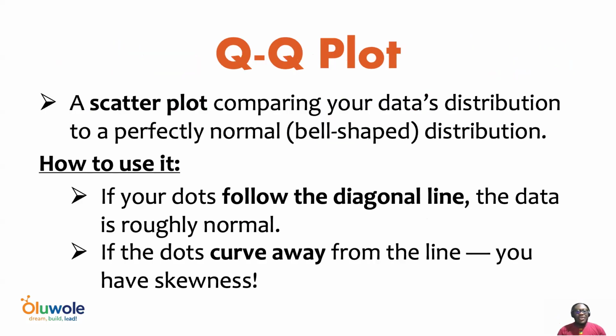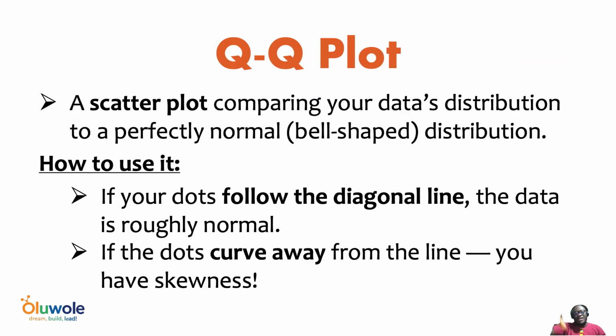All right. Then the QQ plot, I said it's a scatter plot that compares your data distribution to a perfectly normal bell-shaped distribution. When your distribution is normal, you can bring out a bell in your scatter plot. You remember the bell we ring in school when it's time for break or change of lecture. You see the bell shape. So how do you use it? If your dots follow the diagonal line, the data is roughly normal. Yes, you have a diagonal line. You draw it.